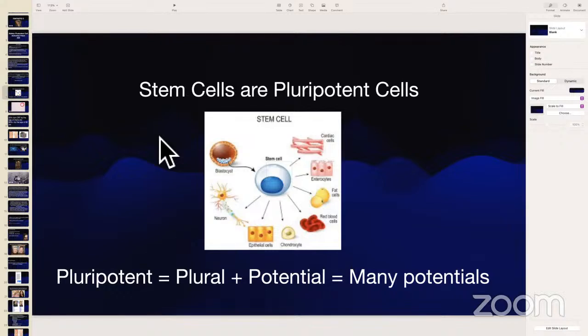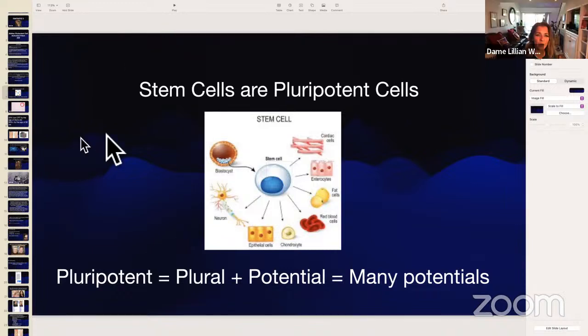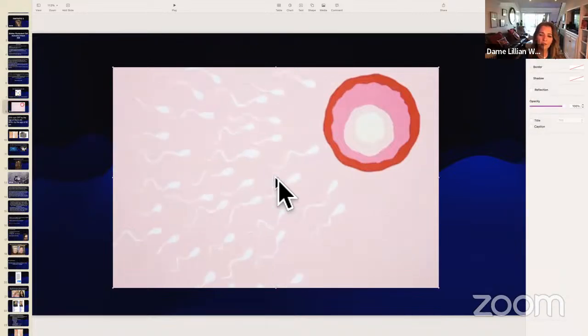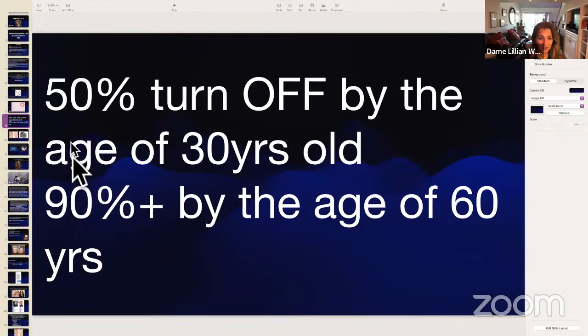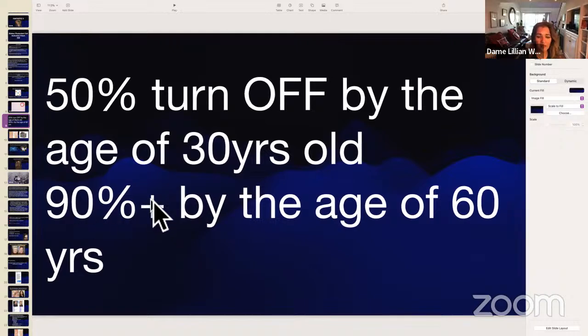Those stem cells, however, as I mentioned before, some of them do in fact turn off. And let me share with you here. This is showing you at conception how you have the unification of the sperm unites with the mother's ovum, right? We talked about how 50% of them turn off by the time you're only 30 years old. So a 30-year-old only has 50% of their stem cells left. And that's why when you see people that are over 50 and 60, you see a much more rapid aging process that takes place, because it's rapidly declining from 50% to now you have 90% that have turned off. You have only 10% of your stem cells by the time you reach 60.